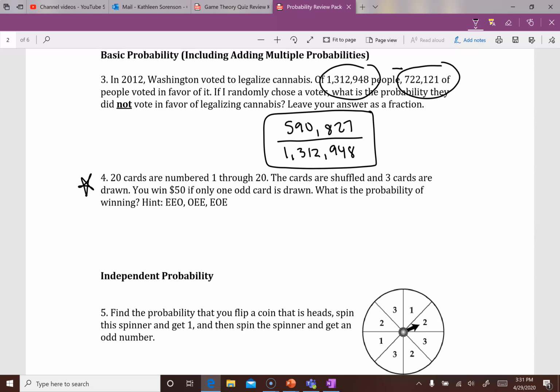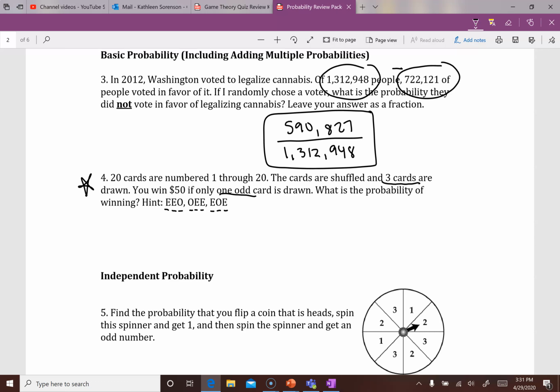Well, if you're picking 3 cards, then these are the 3 ways you could win. Because remember, we're trying to get only one odd card. So you could get even, then even, then odd; odd, then even, then even; or even, then odd, then even. That's the only way you could get one odd card.